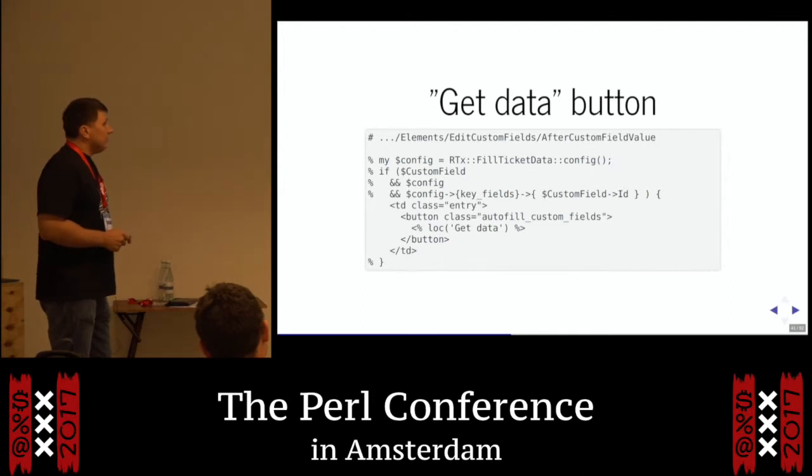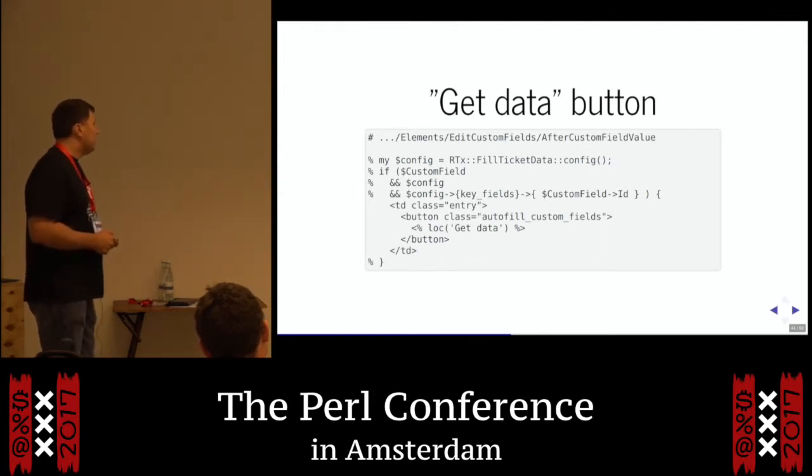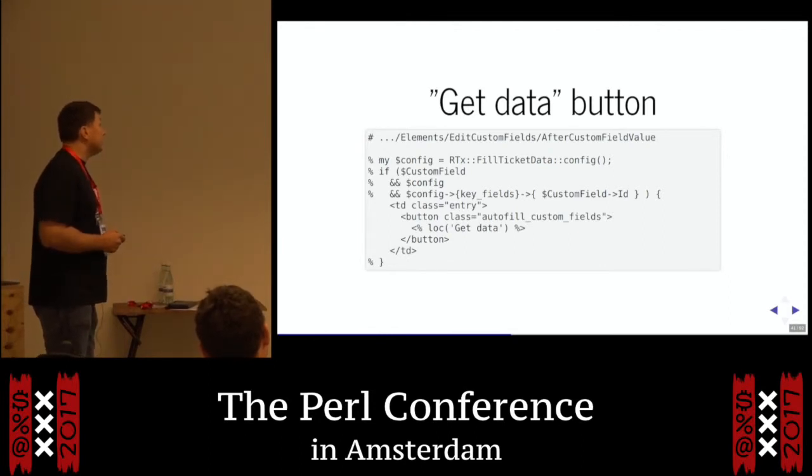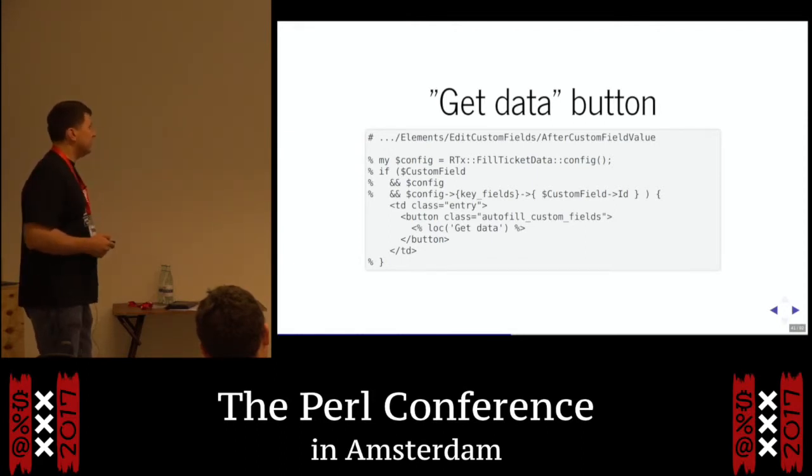So essentially, the code for this looks like shown on the screen. We just read the configuration and check if the field that was rendered right now is a key field. Then we display the Get Data button.